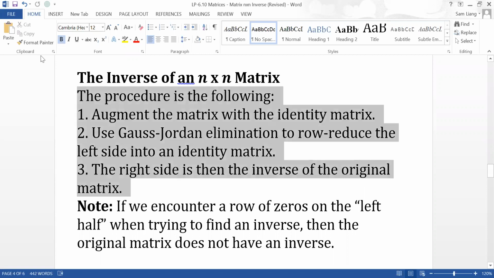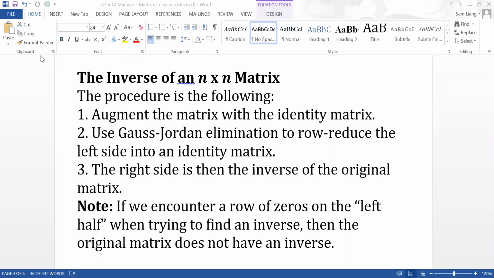The inverse of an n by n matrix. The procedure is the following. Augment the matrix with the identity matrix. Use Gauss-Jordan elimination to row reduce the left side into an identity matrix. The right side is then the inverse of the original matrix.